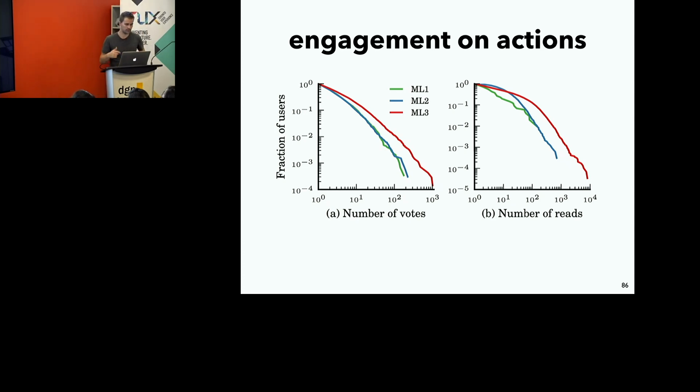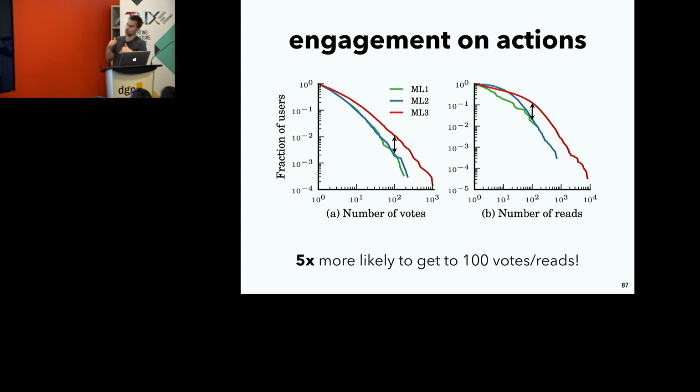Now, this is a CCDF, so any point here will say what is the fraction of people who took X amount of votes or more. For example, on ML1, about 20% of users did 10 or more votes during the entire class. Now, what we found was that there was actually a 5 times increase in the likelihood of getting to 100 votes or 100 reads on both of these actions.